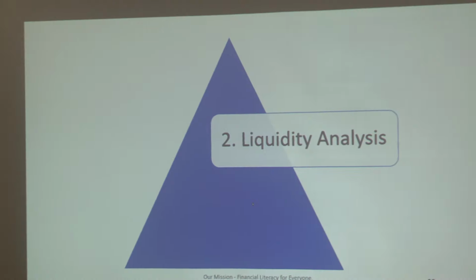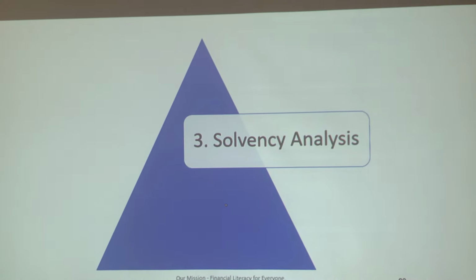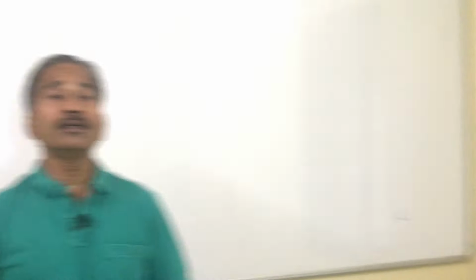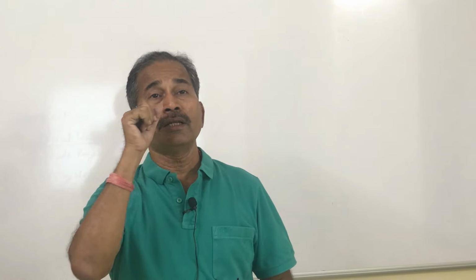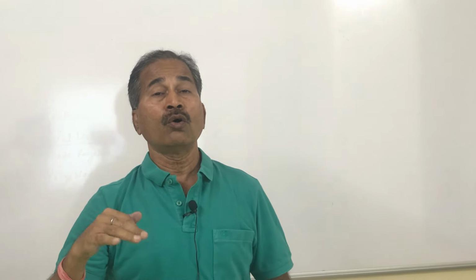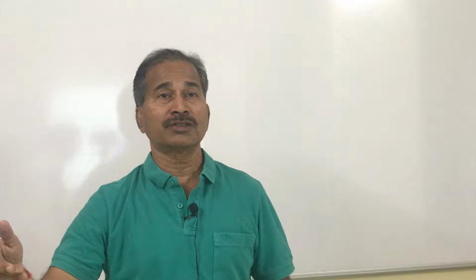Now the third ratio that we need to calculate is known as the solvency ratio. How do we calculate the solvency ratio? What does it tell us? So first of all, let's understand what the solvency ratio tells us. The solvency ratio tells us whether the business has the ability to take care of all its long-term obligations.